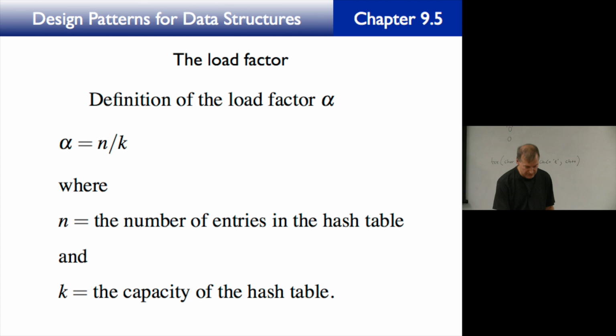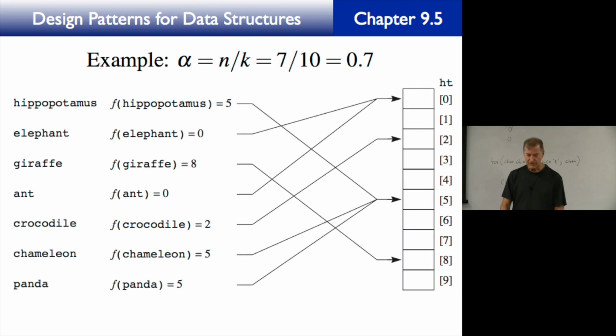So let's do an example that we just did. In this example that we did before, you see n is 7: hippo, elephant, giraffe, ant, crocodile, chameleon, panda. That's how many entries. And 10 was what? The capacity of the table, all right? So it's 70%, the table is 70% full. Are you with me? That's what that means. It's just called the load factor. Is everybody good?